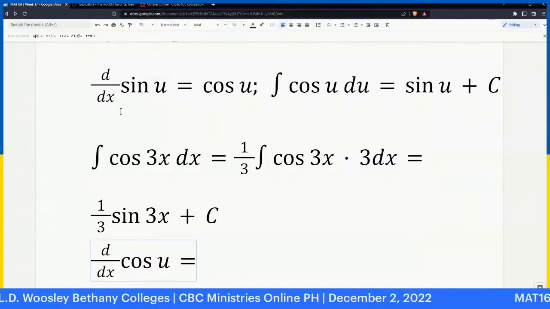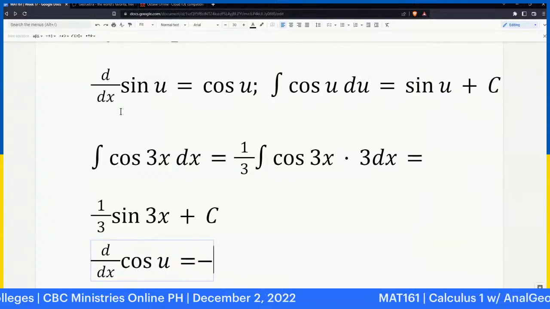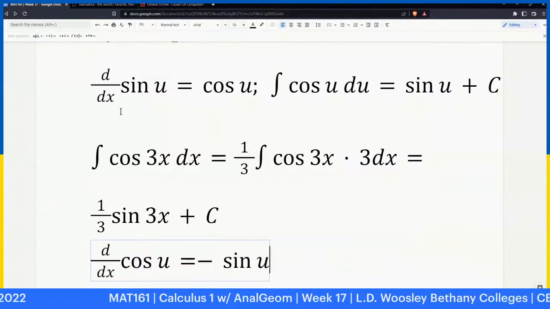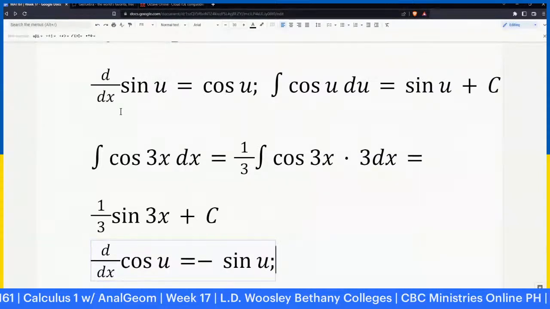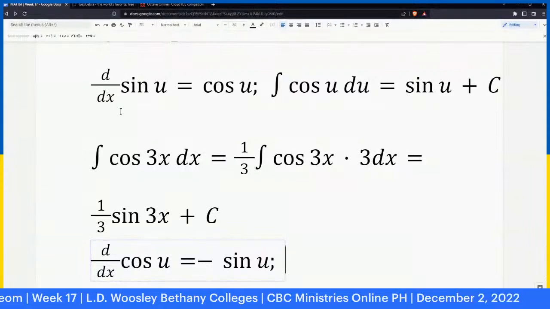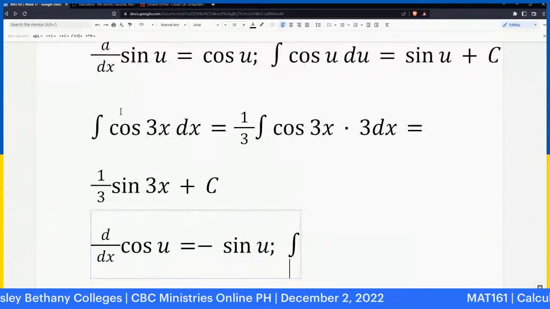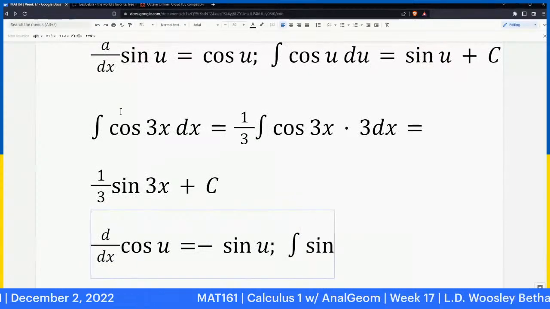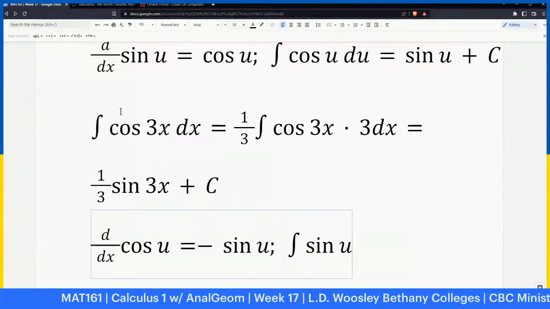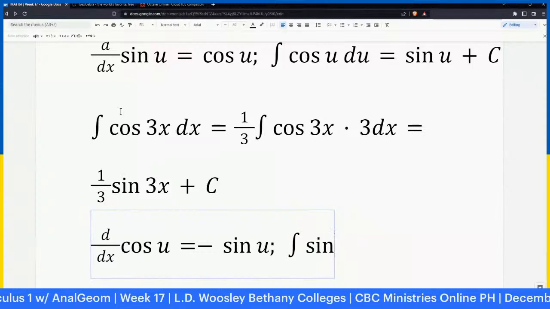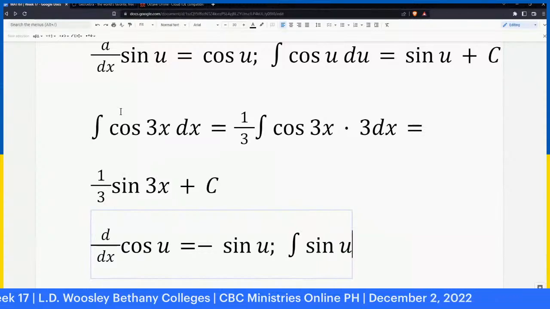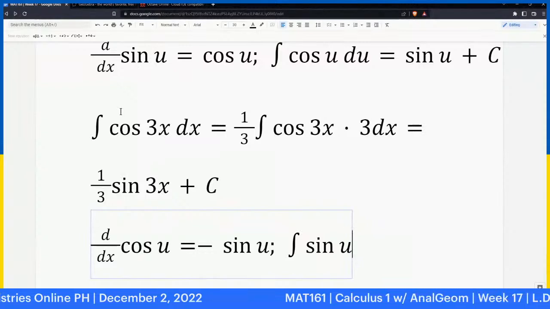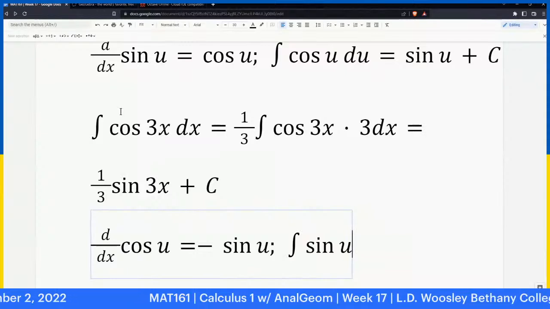Sin u. Negative, don't forget the negative. Negative sin u. Okay? Negative sin u. Then, what would be the converse statement? Integral of sin u, or sin x. Check, yes? Ito negative po. Yung sign, integral of negative sign. Hindi ko negative kasi hindi naman base yung negative eh. Yung sign lang ang function.